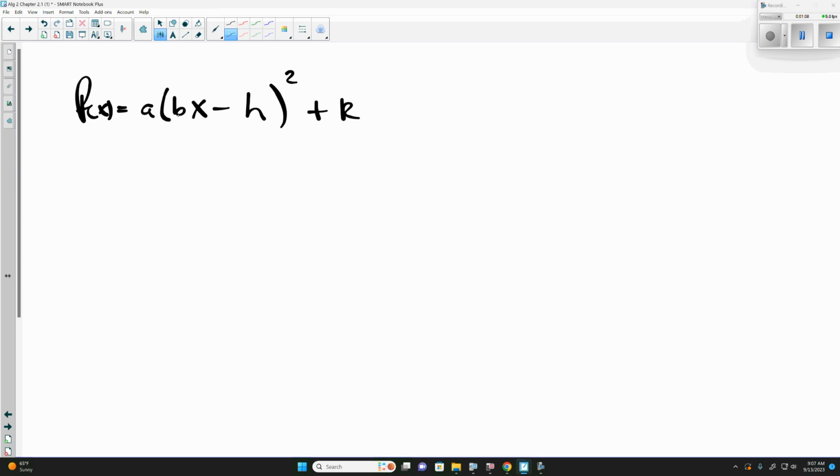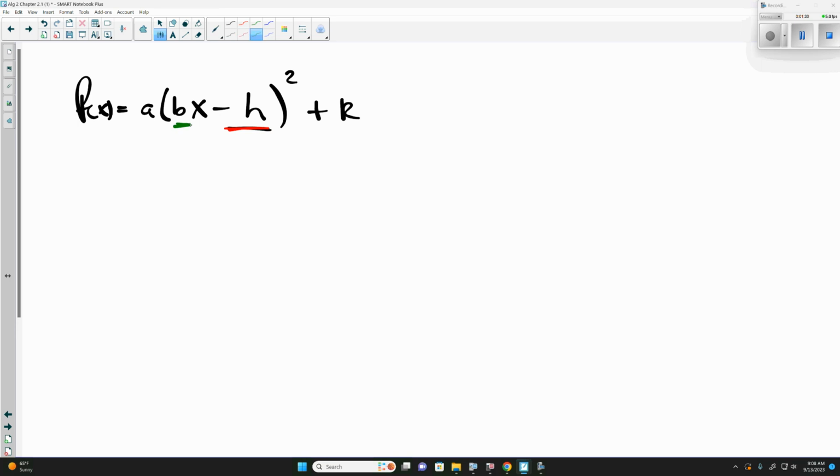Now most of the ones that we have, we don't have b written in. I put it in here just as a reference point for us to look back at. Because if we have something added or subtracted from x inside parentheses, it's a translation left or right. It's moving left or right, and since it's inside the parentheses, it's the opposite of what we think.